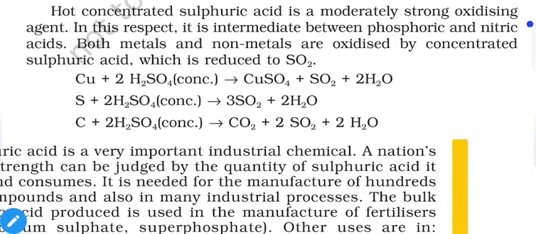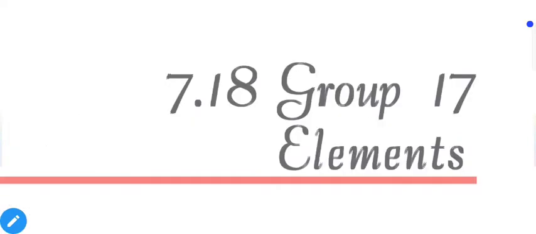Hot concentrated sulfuric acid is a moderately strong oxidizing agent. In this respect, it is intermediate between phosphoric and nitric acid. Both metals and non-metals are oxidized by concentrated sulfuric acid, which is reduced to SO2. So copper with H2SO4 produces copper sulfate and sulfur dioxide gas. Sulfur with H2SO4 produces sulfur dioxide gas and water. Carbon produces carbon dioxide and sulfur dioxide. From the next lecture we will start group 17 elements.